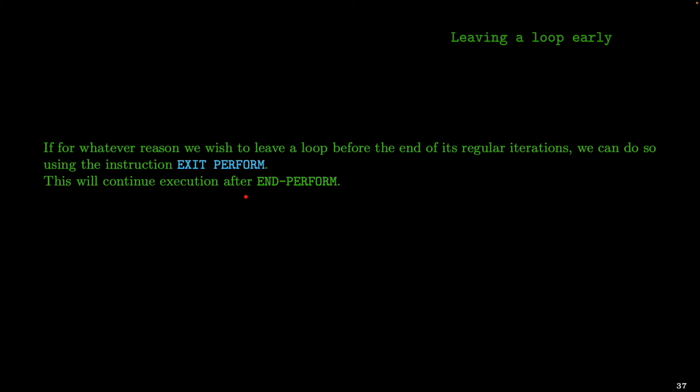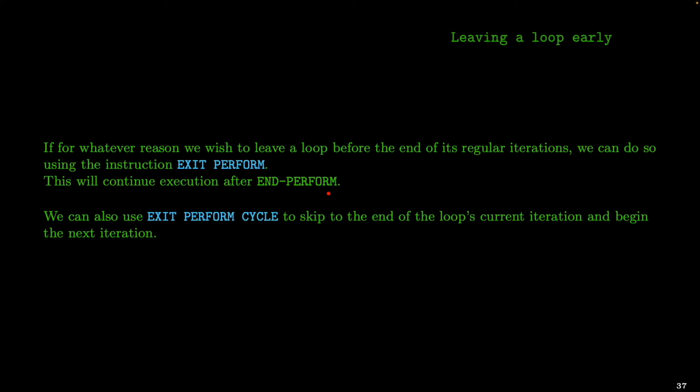So this will move you to the code just after the perform loop, so the code that comes after the end perform statement. And a variation of that is exit perform cycle, which does not make you exit the whole loop, but just skips to the next iteration of the cycle. That can also be quite helpful in some situations.